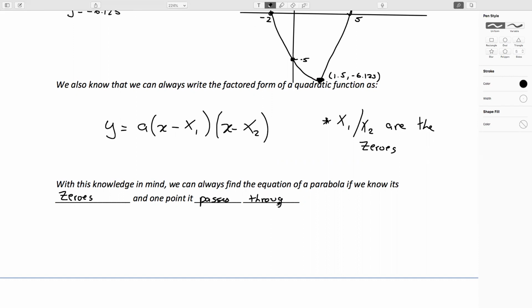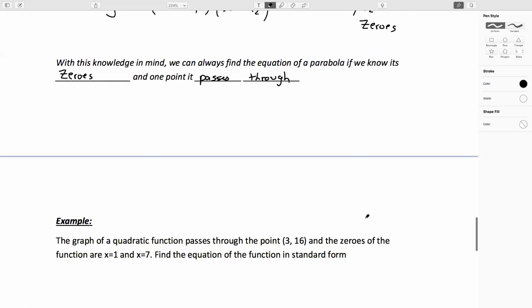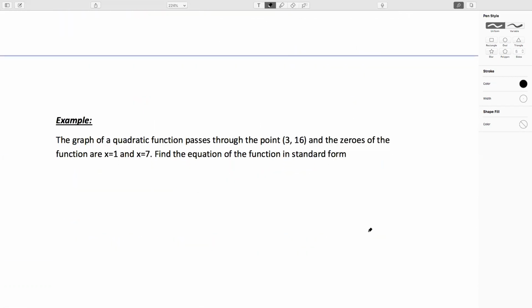So essentially, we're doing the same thing we've done before in vertex form, except now we're doing it in general form. We're writing it in factored form, and then we're going to have to solve for our stretch. So, a graph of a quadratic function passes through the point (3, 16), and the zeros of the function are x equals 1 and x equals -7, okay?